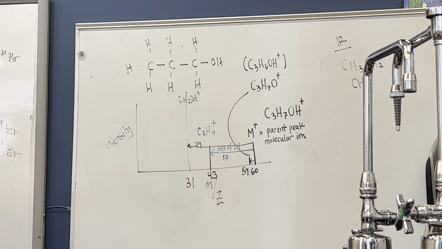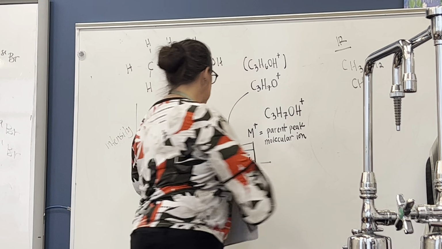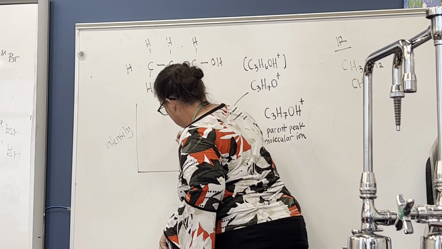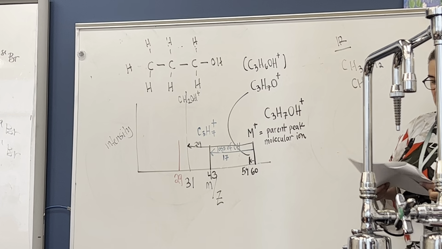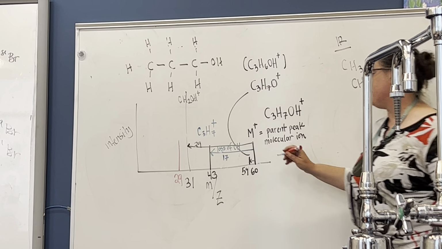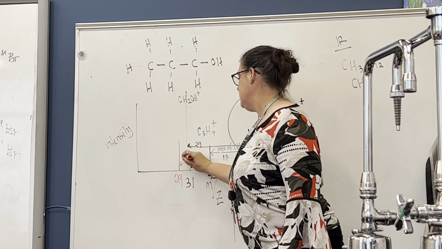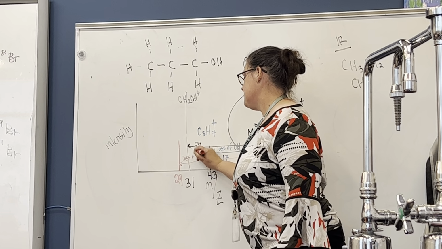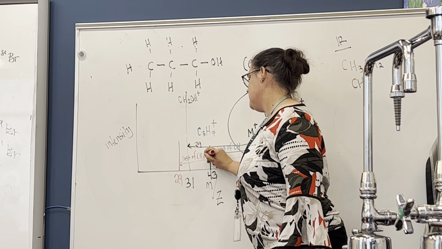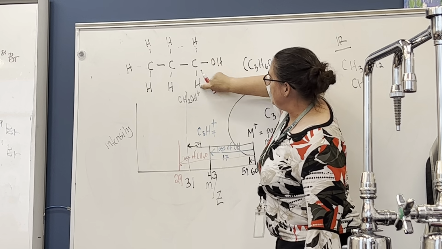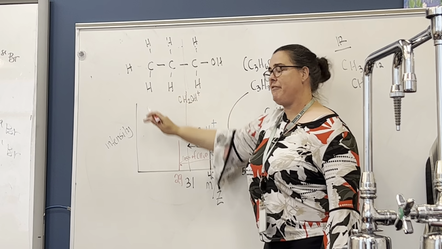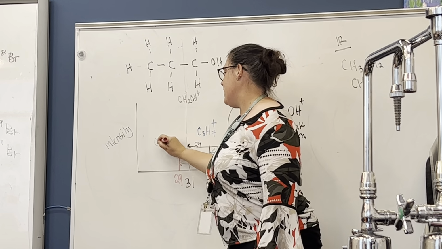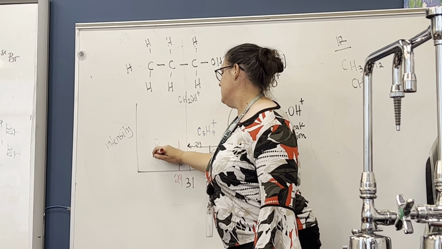Next up, here, hold on. There's a peak at 29. So that's a loss of 31. The loss of 31 is the loss of a CH3O. If I lost a CH3O, that would be that same fragment, but I'm seeing the other half of it. Something with a mass of 29 is going to be the ethyl group.